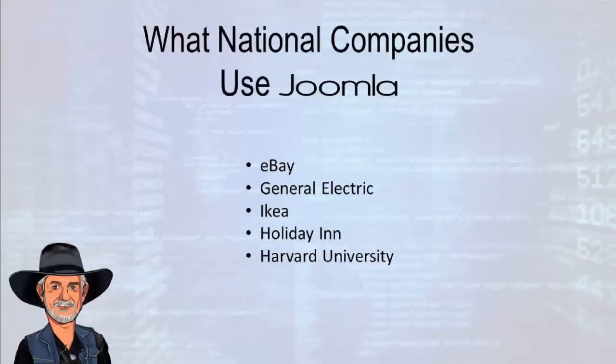All right, so let's take a quick look at some of the companies that are using Joomla. It'll give you a better idea of how the content management system is best applied. eBay, General Electric, IKEA, Holiday Inn, and Harvard University are just a handful of the nationally known companies that do use Joomla. But if we consider how eBay uses it, it gives you a good idea of the capabilities of the Joomla content management system.